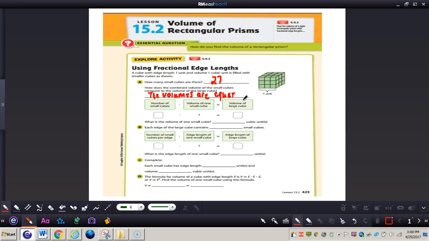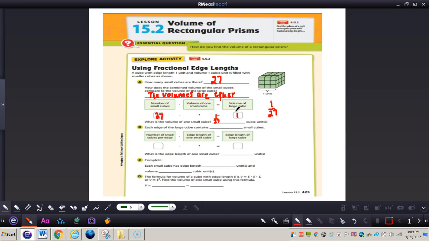Now let's take a look at this multiplication problem that can be set up. It says the number of small cubes, 27, times what number, the volume of one small cube, equals the volume of a large cube, which will be 1. So if there's 27 total cubes, one small cube would be 1/27th of the total amount of cubes. So what is the volume of one small cube? That would be 1/27th cubic units. So we can see 27 times 1/27th will equal 1.